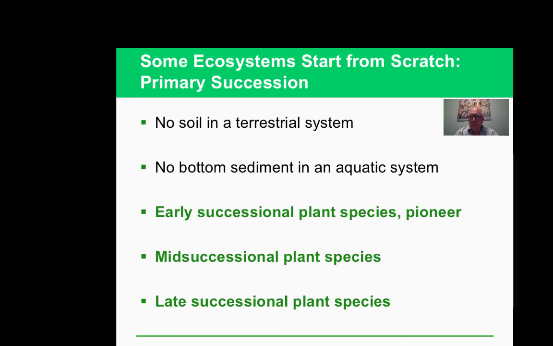Things start off from the beginning where there's nothing at all. Maybe there's rocks, or maybe there's gravel or something like that, and they're going to need soil to have plants, to have producers. And this could also be that there's nothing in an aquatic system at the bottom there, too. So then there are going to be early species that are going to come in. A key one is the lichen.